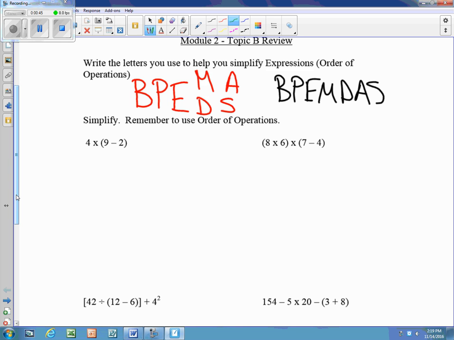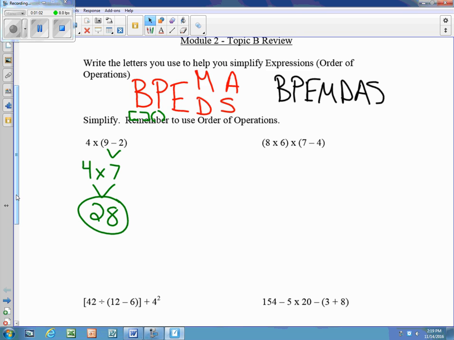They are expressions because there are no equal signs. There are no brackets, because brackets look like this. There are parentheses, I do see those. So I do what's in the parentheses first. And now I can just simplify that, and I have my answer, so I circle it.